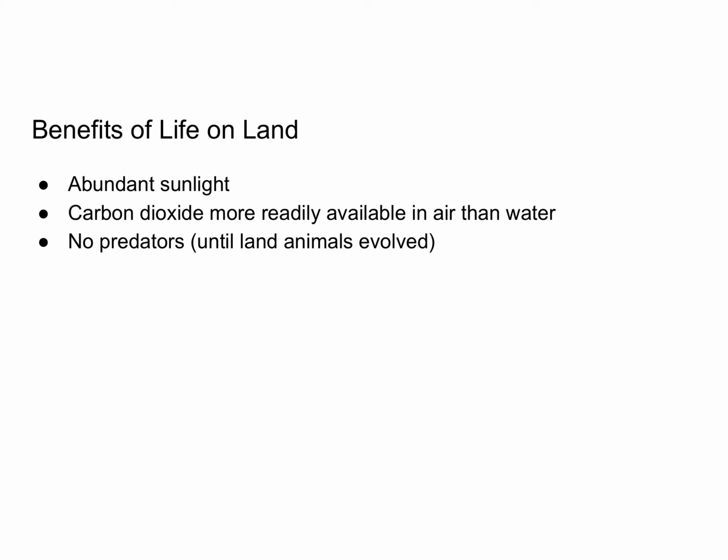Now, there are benefits to living on land versus living in the water. So living in the water gives you certain benefits, but then there are also some downsides. Same thing with life on land. So some benefits of these plants basically evolving to live on land is that they have abundant sunlight. And so the water actually filters out a lot of sunlight. So the algae are kind of limited. They can only survive in kind of the shallower water, because the deeper you go, the less sunlight is reaching those deeper waters. Carbon dioxide is also really abundant and more readily available in air than water.